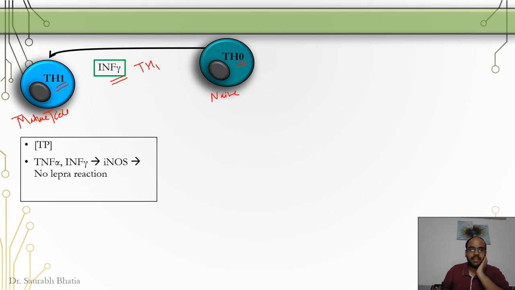Okay, and if TH1 is formed, you have tuberculoid pole, and the cytokines involved are TNF alpha, inflammatory damage, interferon gamma, granuloma formation, iNOS reaction, and this will lead to no lepra reaction. Just remember that the bacilli are killed effectively, and you don't have that many lepra reactions. Lepra reaction is more seen in the borderline leprosies, BT, BB, BL, and the subpolar lepromatous pole or the polar lepromatous pole.